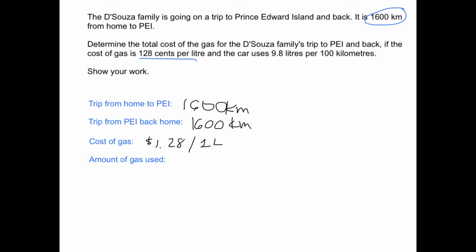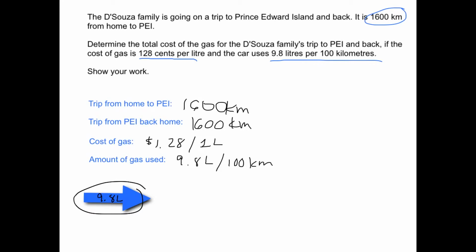How much gas does the D'Souza family's car use? It uses 9.8 liters for every 100 kilometers. So that's 9.8 liters per 100 kilometers traveled. So let's think about this for a minute. If the car travels 100 kilometers, it would use 9.8 liters of gas. Well, how many groups of 100 would I have to make to get to 1,600?